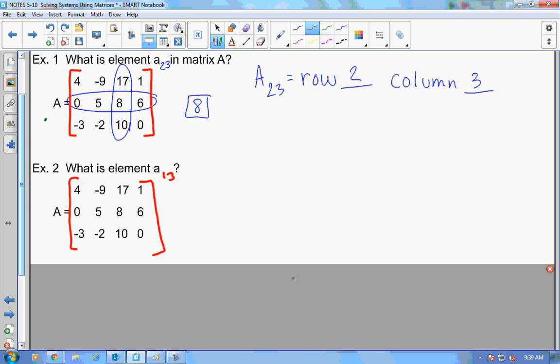Row 1, column 3. Good. Girls back there, what do you have? 17. Excellent. Row 1, horizontally. Column 3, 1, 2, 3, vertically. Columns hold up buildings, so they have to be vertical. So we get 17. So those are elements.